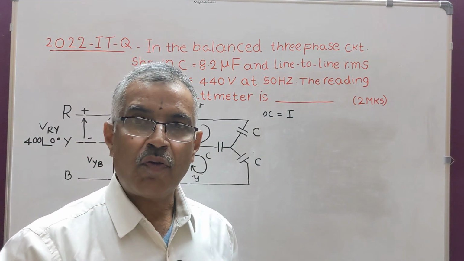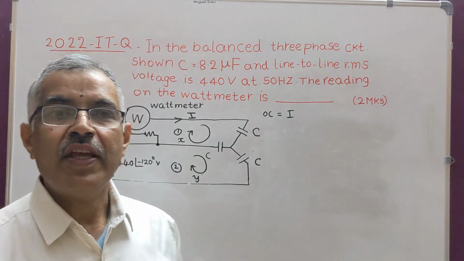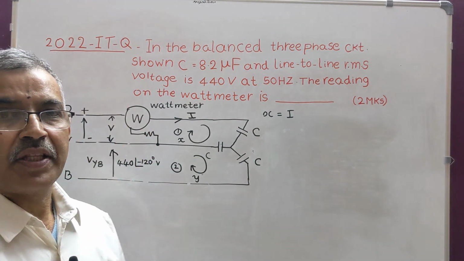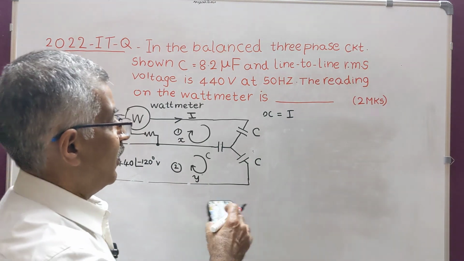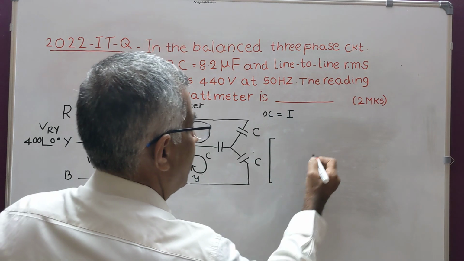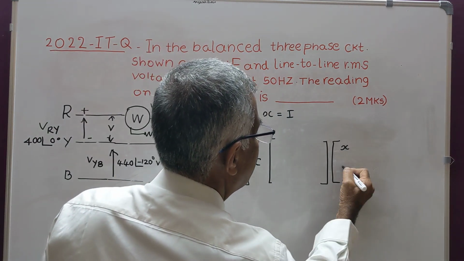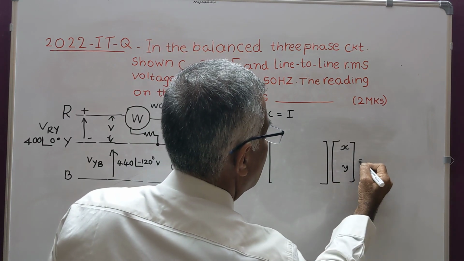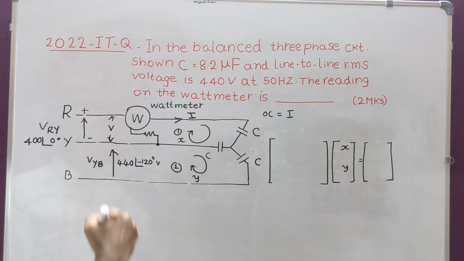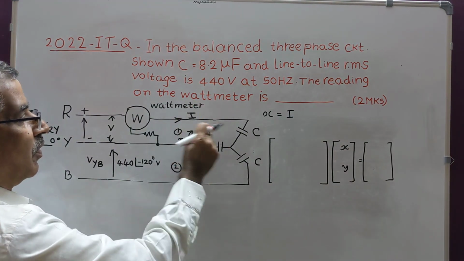Now in one of my previous classes I have explained how to write the KVL equations by inspection method. So by inspection method you write KVL equations. Now I will write KVL equations by inspection method. First, total impedance in mesh 1.